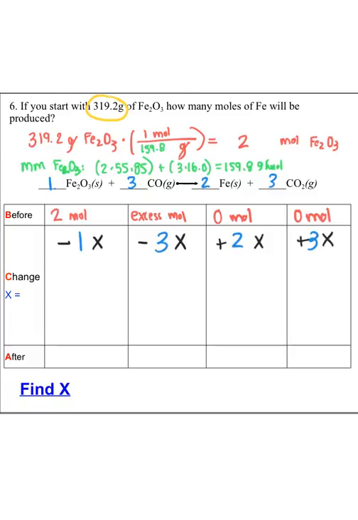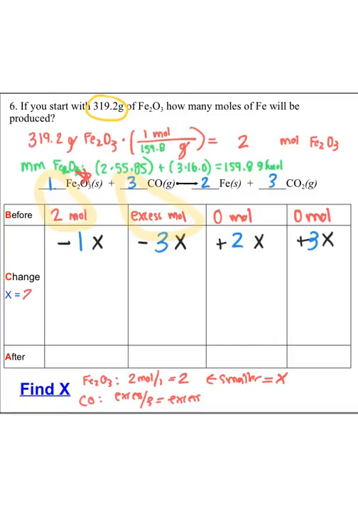So now let's find my X. In order to do that, I am going to take my before and divide it by my coefficient. So for Fe2O3, I'm going to take 2 moles divided by 1 and get 2. For CO, I'm going to take excess moles divided by 3 and get excess. What's smaller? My number 2 right here. So that becomes my X, which means the chemical that gave me my X value, Fe2O3, is my superstar.